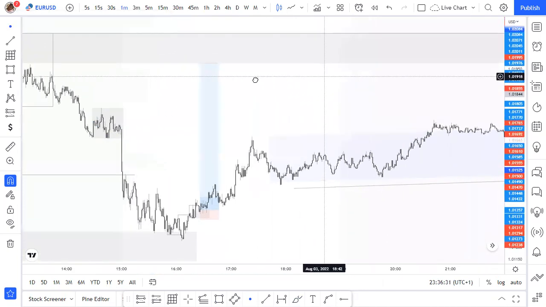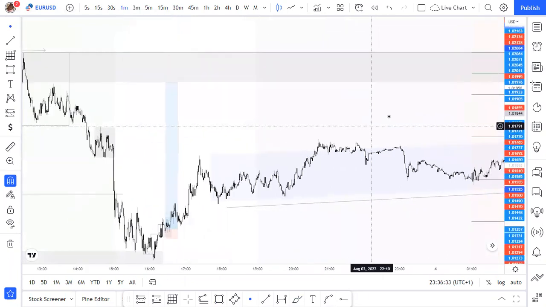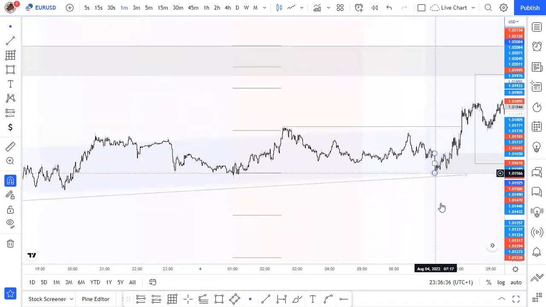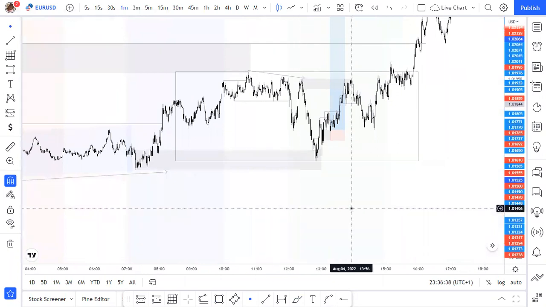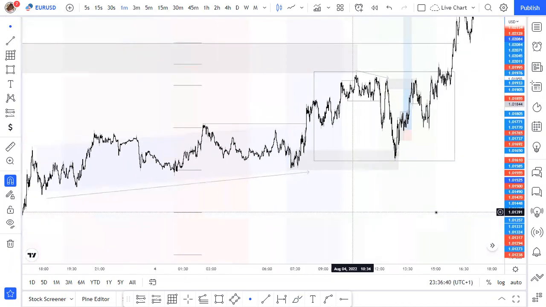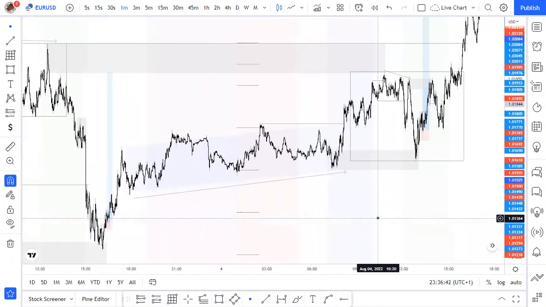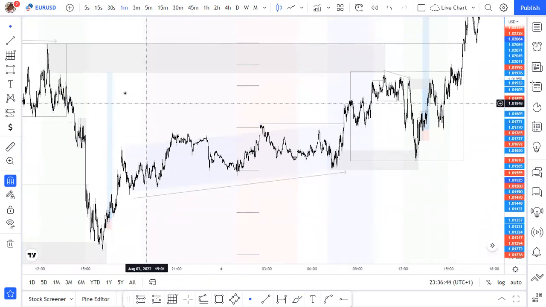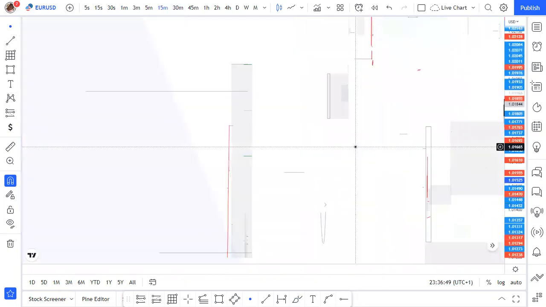So going over to Thursday, I did take another trade on Thursday. On Thursday, I actually took a buy instead of just following this whole structure. But let me go to the 15 minutes.